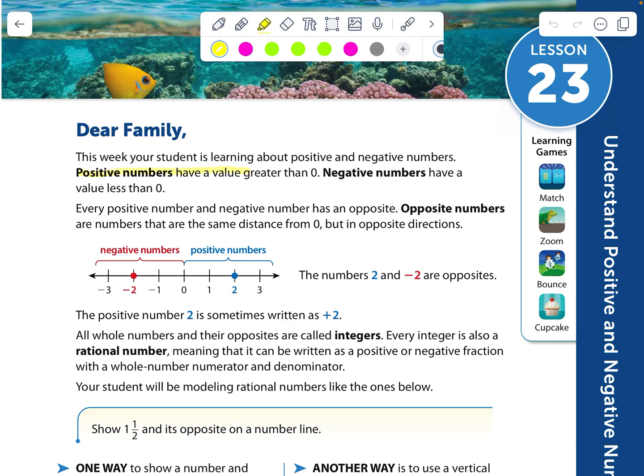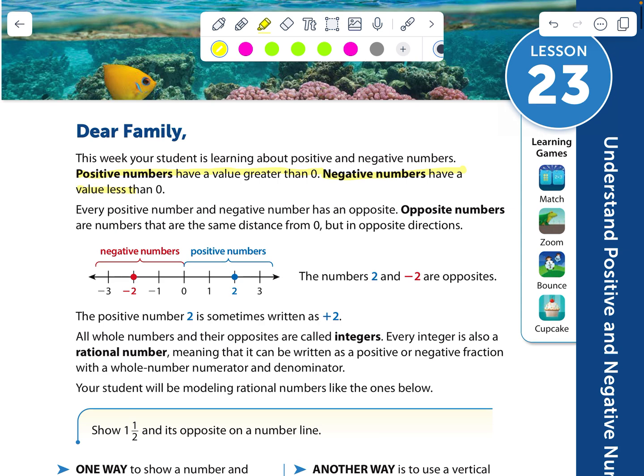Positive numbers have a value greater than 0. Negative numbers have a value less than 0. Every positive number and negative number has an opposite. Opposite numbers are numbers that are the same distance from 0 but in opposite directions. So an example would be 2, and its opposite is -2 because they are both 2 spaces from 0, or 2 units from 0, but in opposite directions.